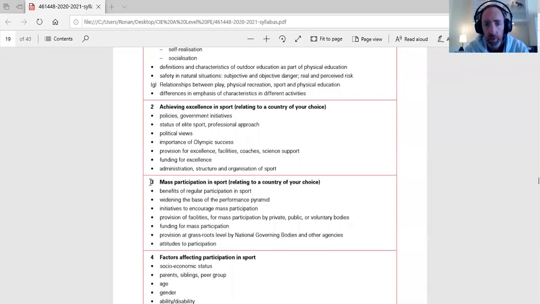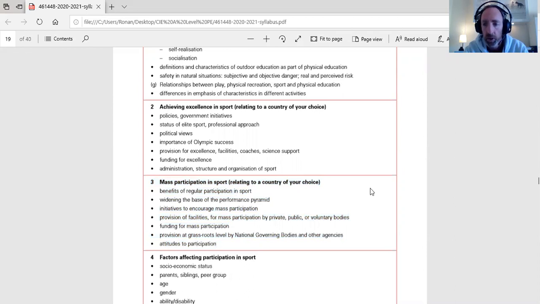Good morning, A-Level PE. Today I'm going to do an overview of mass participation in sport, and we're going to focus on the UK. I'm going to first of all start with a quick overview of the syllabus. As you can see here, what we're looking at is this section, mass participation, relating to a country of your choice. And we're focusing on the UK.